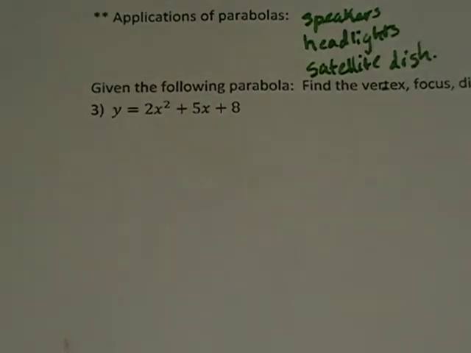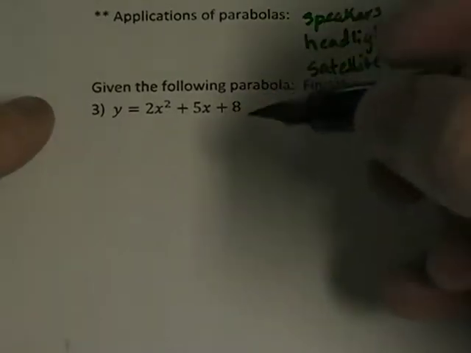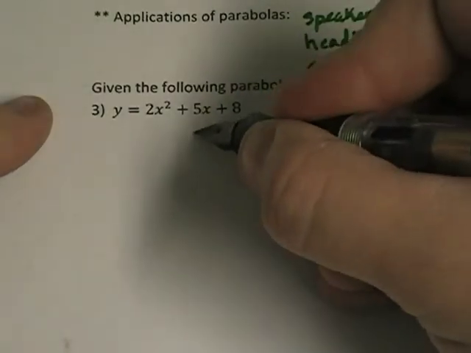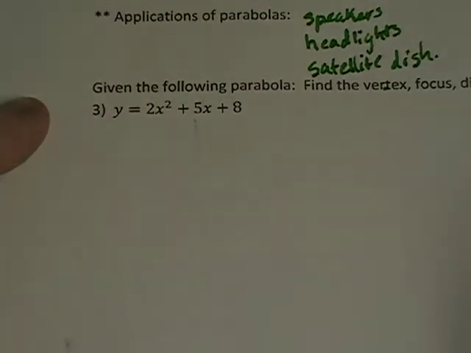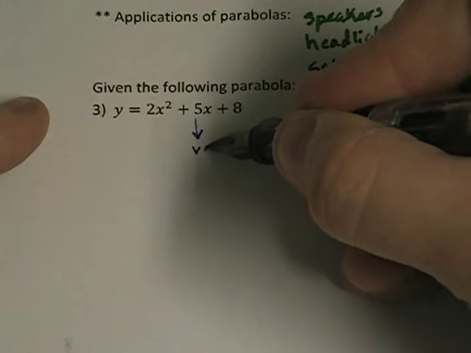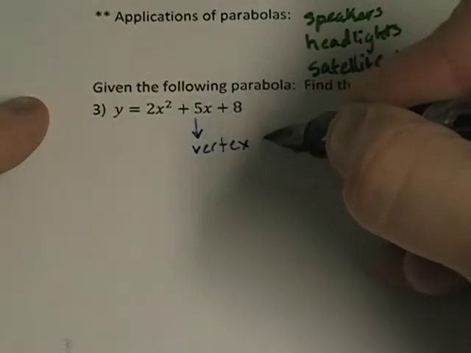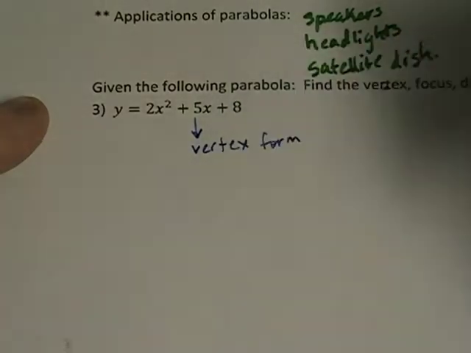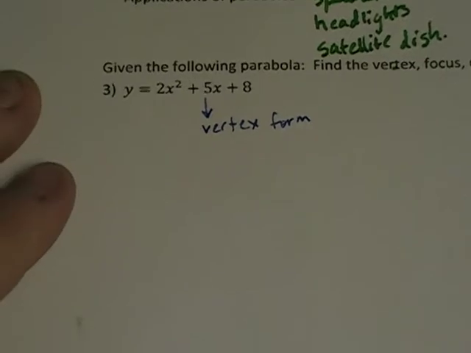And the secret here is that this parabola has been given in standard form. Do you notice everything we just defined kind of hinges on that vertex? So the first thing I want to do is put this in vertex form.